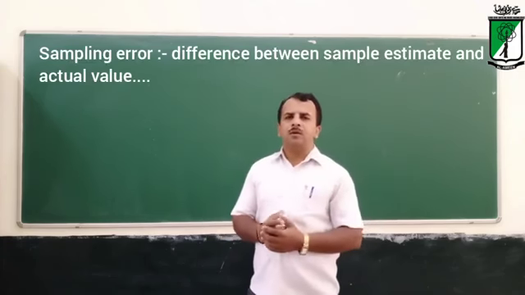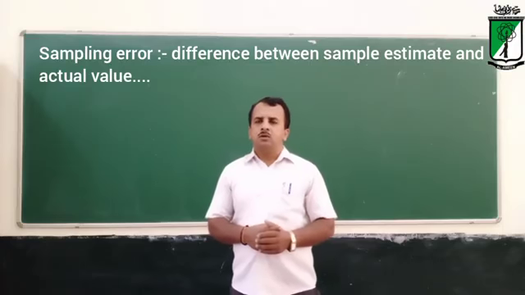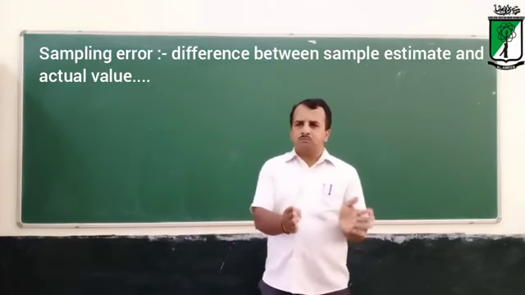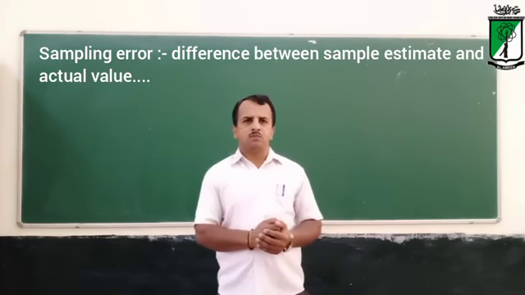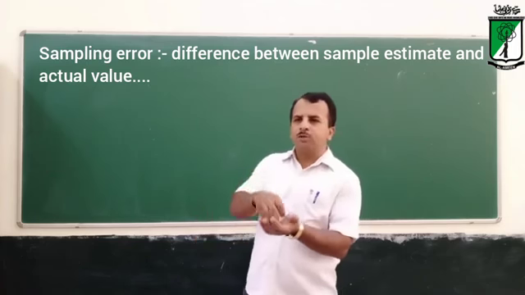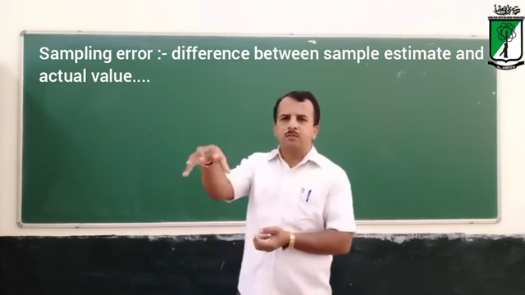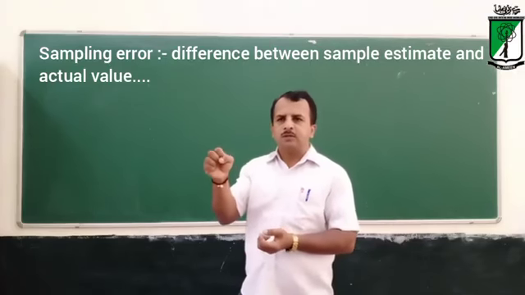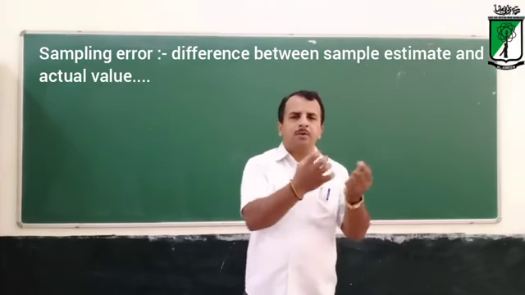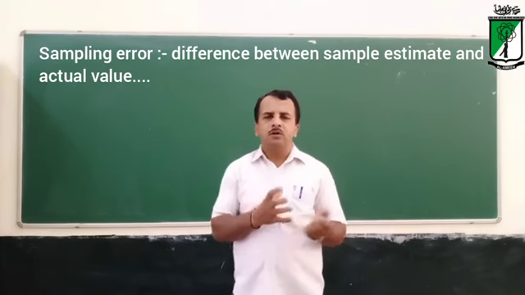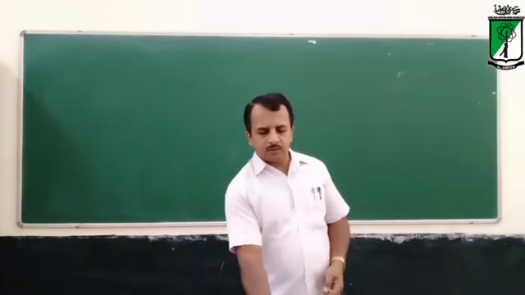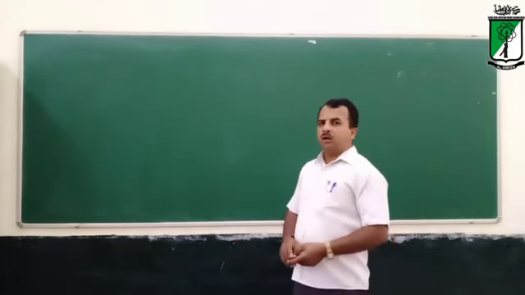So what exactly is sampling error? Sampling error shows you the difference between the random sampling and the actual survey. Whatever information you have collected from the actual survey is nothing but the census. Between what you collected from the census and what you collected from random sampling, you will find some difference. That's what we discussed already in our last class.